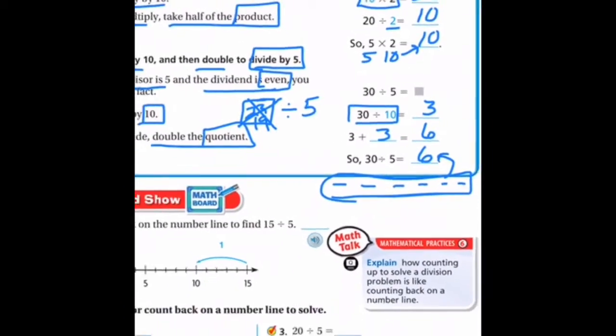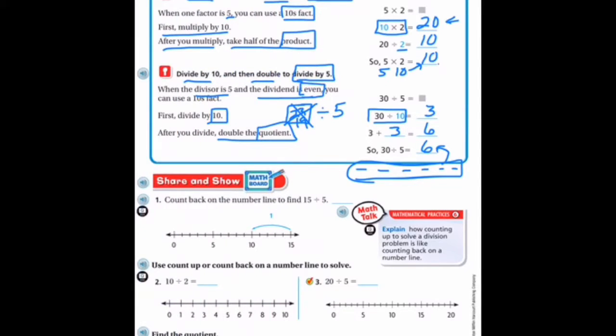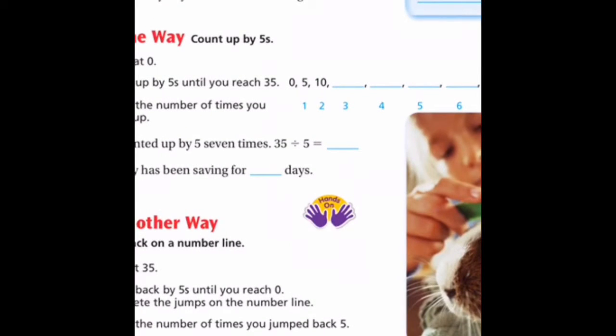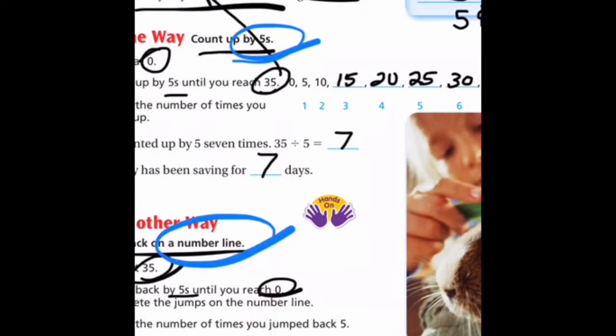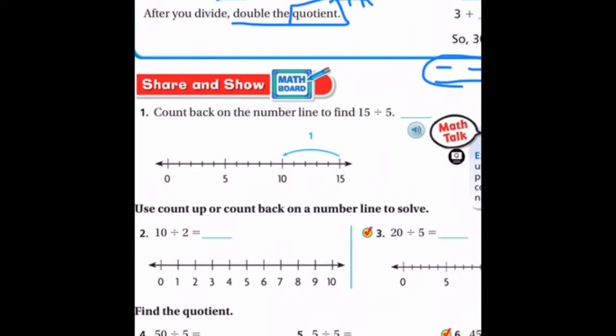If this strategy doesn't really work for you, that's okay. All right? You can use our other strategies like counting up by 5s, counting back on a number line. Maybe you know those already. That's fine. Okay. Share and show. I'm going to do 1 and 2 and 4. If you want to pause the video here and do them on your own, and then resume the video to check your work, you sure can. You will need to do 3, 5, and 6 on your own.